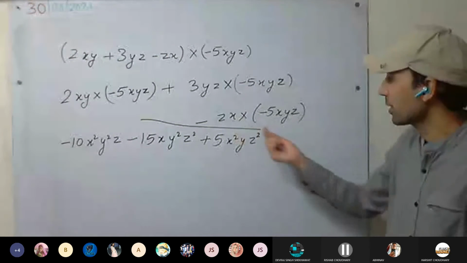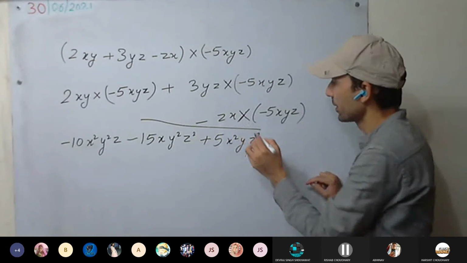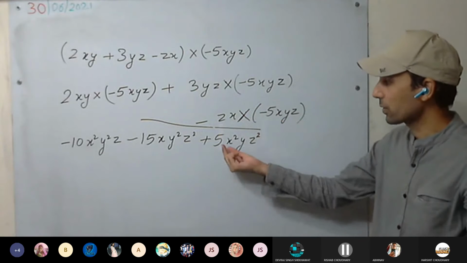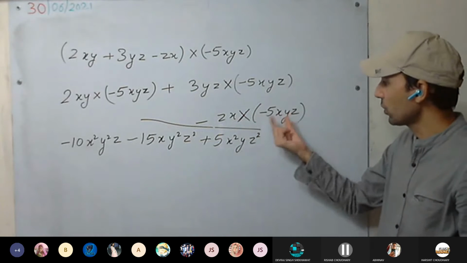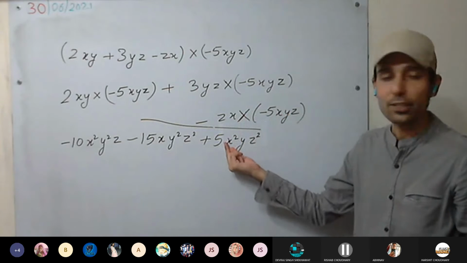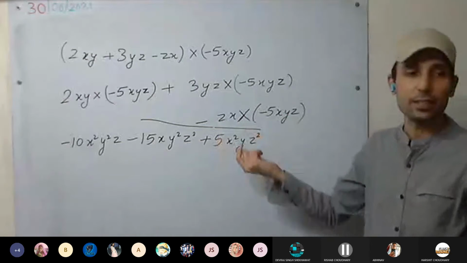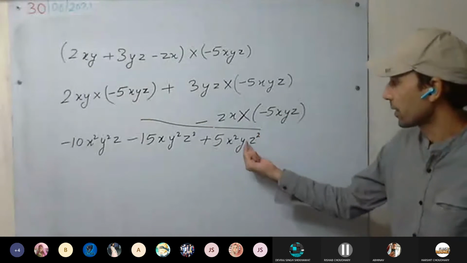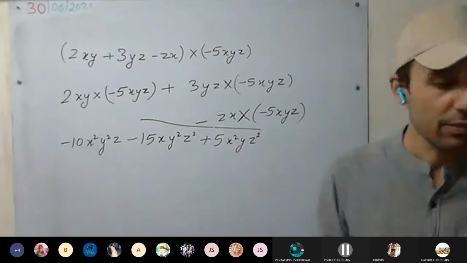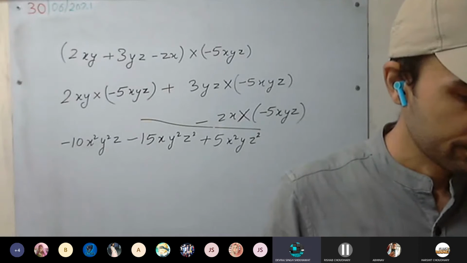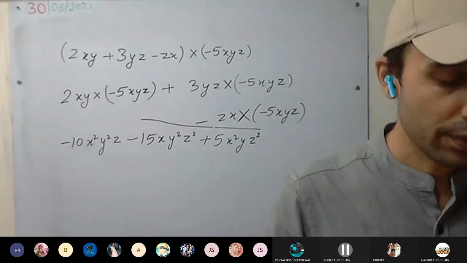Understood? It is zx multiplied with minus 5xyz, so you get this one, minus minus plus 5x square y and z square. Okay, it doesn't matter whether you write z square first. In a term, multiplication order doesn't matter. This is clear? Everyone has understood? Okay, do the fourth one.